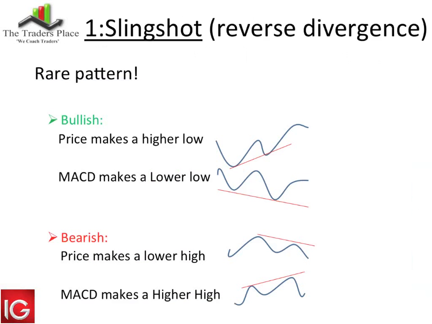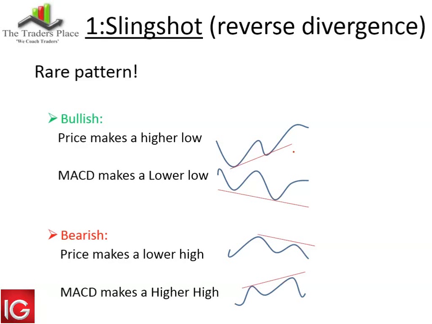The slingshot or reverse divergence. It's a reasonably rare pattern. You don't see it often. Even on the intraday charts, it's not often that you'll see the price make a higher low. So we've got the price making the higher low over there, and the MACD makes a lower low. You don't see that too often, but when it happens, it's often a pretty decent trade.